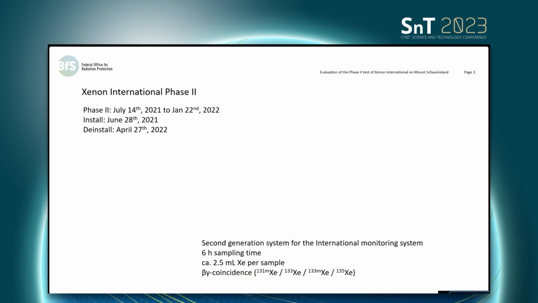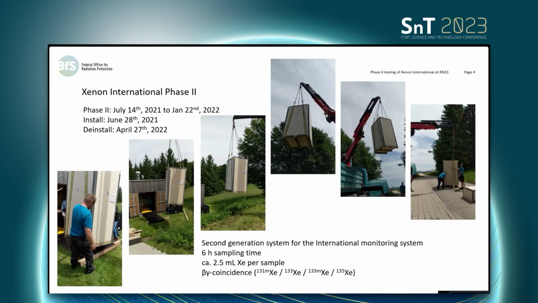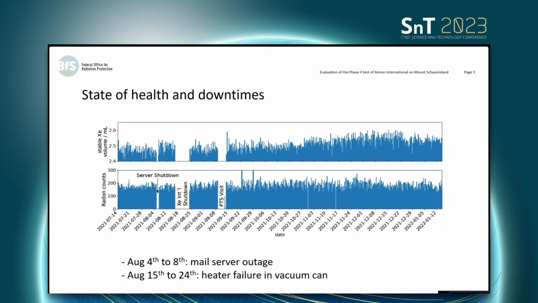The Xenon International has a 6-hour sampling time and collects about 2.5 milliliters xenon per sample. It has a beta-gamma measurement technique which is able to discriminate all 4 isotopes of interest: xenon 131M, 133, 133M, and 135. These are just a couple of pictures from the installation. It was a bit of an adventure to get everything down to the station.